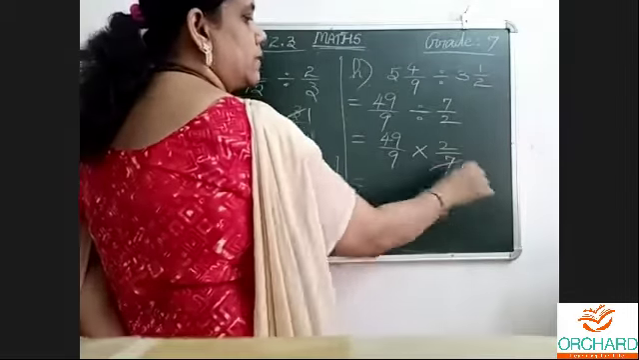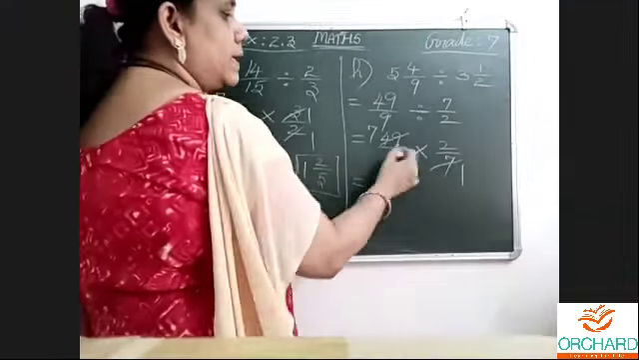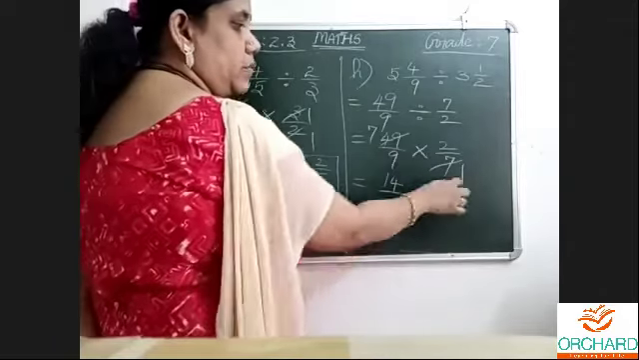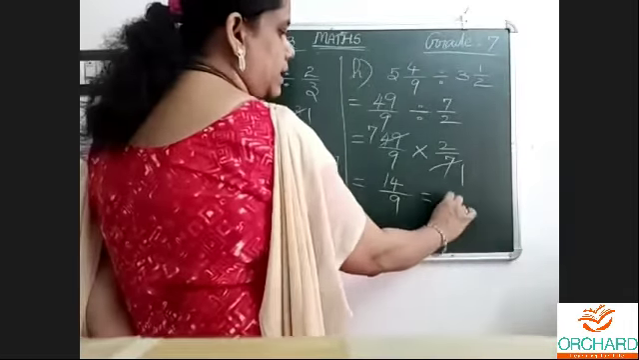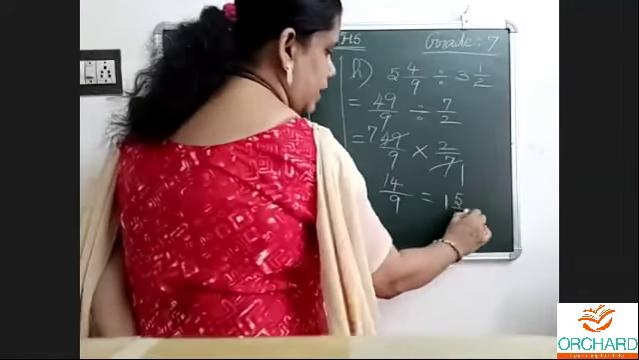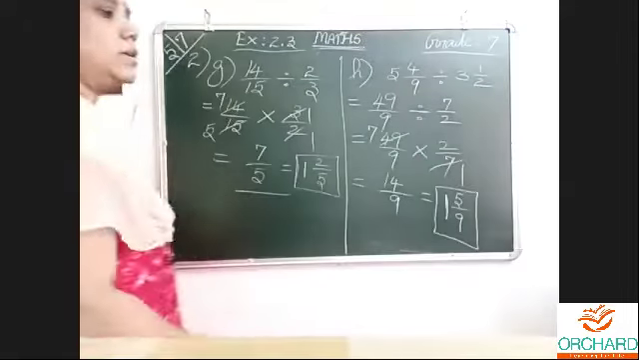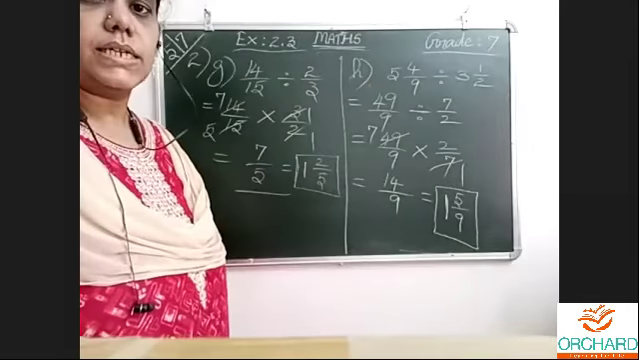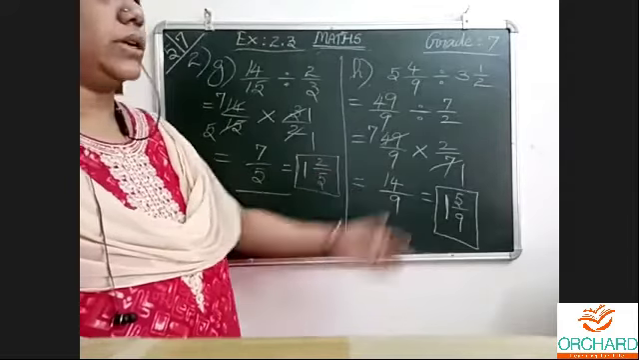Okay. 1 7s are 7, 7 7s are 49. 7 table. 7 and 9 we cannot do. 7 2s are 14. 14 by 9. Which is 1 9s are 9, remainder 5. 10, 11, 12, 13, 14. 1 and 5 by 9, mixed fraction. That is not 4 by 9, Aditya. 1 9 is 9, 10, 11, 12, 13, 14. 5 only. I am correct.